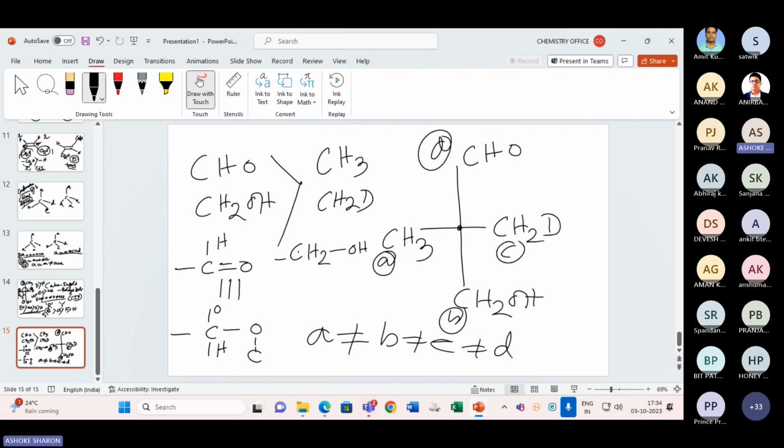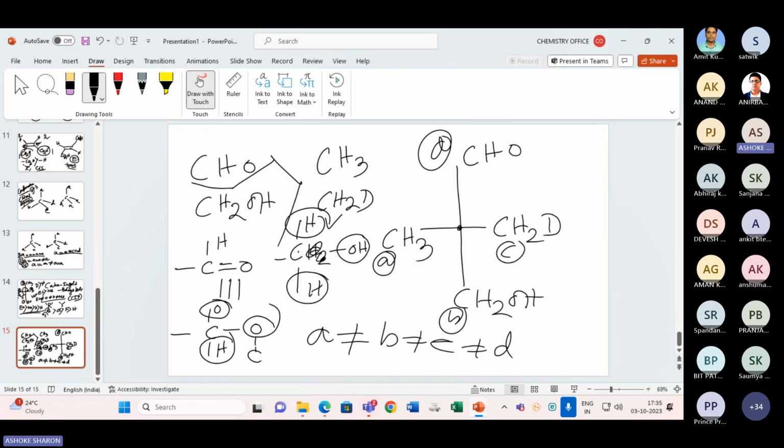In the case of CH2OH, we can write directly CH2OH. There is no other group there. Here you can see hydrogen is there, here also hydrogen, this is also hydrogen. Forget about this, so this is common. Next, here you are getting oxygen, here you are getting oxygen. Next, here you are getting hydrogen, here you are getting another oxygen. That indicates that the aldehyde has a higher priority than CH2OH.